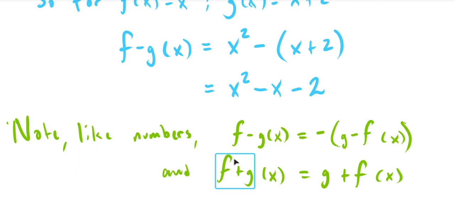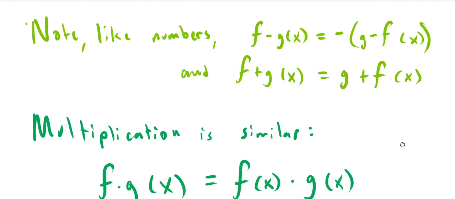Now, I want you to note that like numbers, subtraction is order dependent, right? It matters whether this was f minus g or g minus f. But also, like numbers, you would just get the negative if you changed the order. Remember, a minus b is the same thing as negative b minus a, and the same is true for functions. Try that out as an example if you don't see it immediately and prove it to yourself. And also, consider switching the order of addition. Just like the addition of numbers, the order of addition of functions doesn't matter.